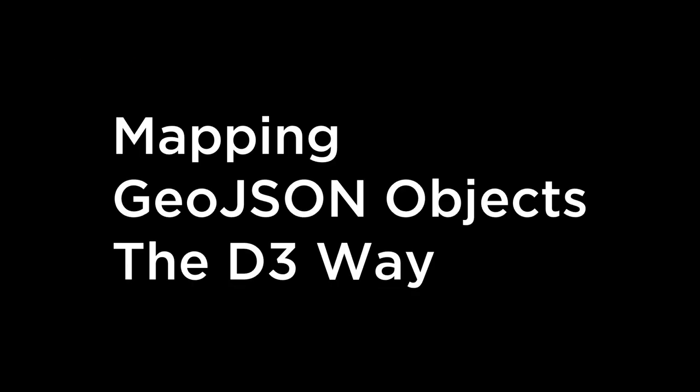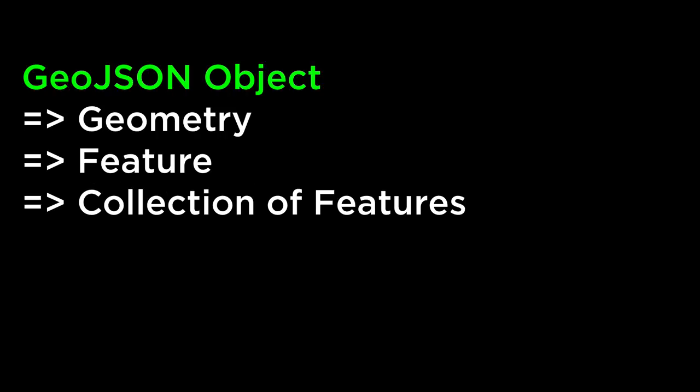Mapping GeoJSON objects the D3 way. The GeoJSON object always consists of a single object. This object represents either a geometry, a feature, or a collection of features. A collection of features has one or more features. A feature has one or more geometries. A geometry is where we find the point, line, and/or polygon.